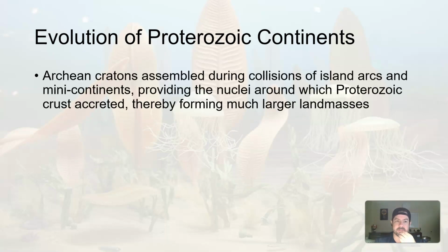How the continents of Earth evolved during the Proterozoic. Again, going back, the Archean consisted of a lot of cratons assembled during the collision of island arcs coming together, and little mini continents, little mini cratons, to eventually form the bigger nuclei, the bigger craton, around which now in the Proterozoic additional crust is going to be accreted, added to, therefore making, for example, the North American craton much larger, as well as other places.